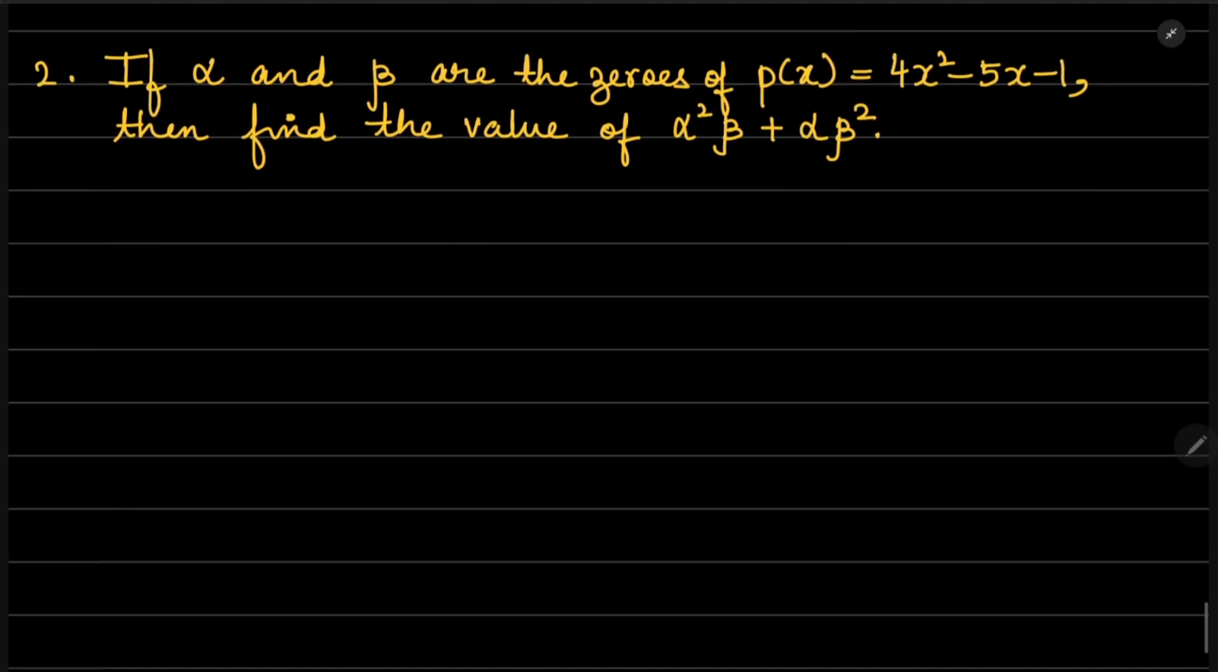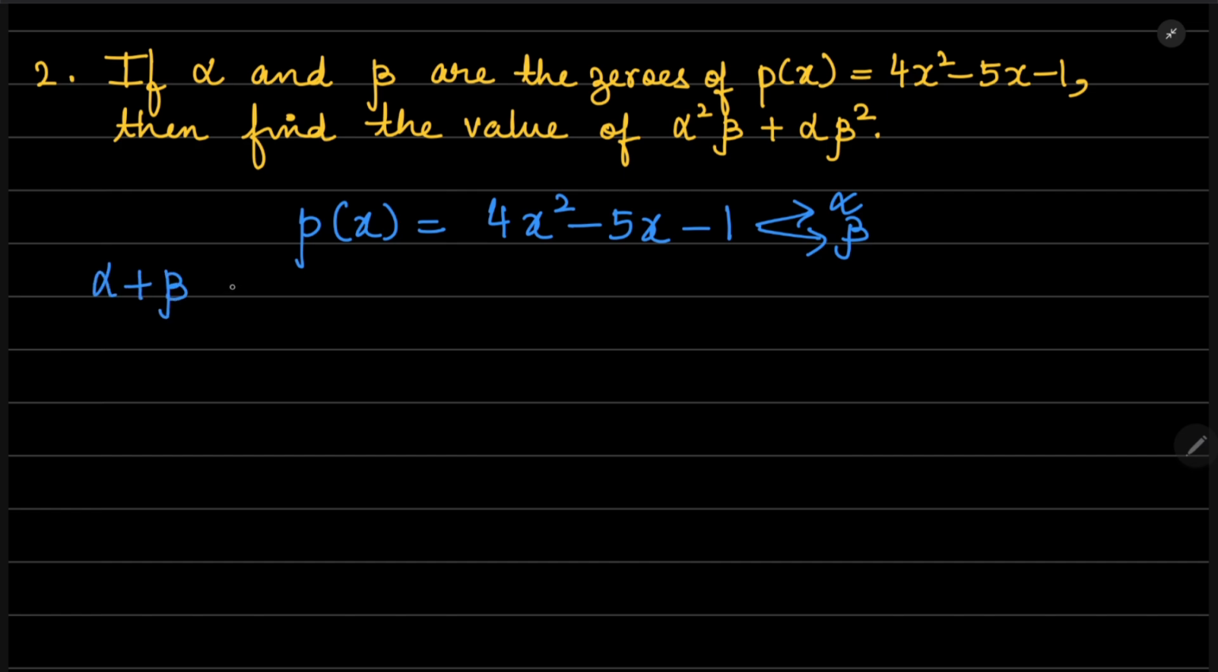So the next question is, if alpha and beta are the zeros of p of x, which is given 4x square minus 5x minus 1, find the value of alpha square beta plus alpha beta square. The first thing to do is write your p of x polynomial, quadratic polynomial 4x square minus 5x minus 1. So you are given alpha and beta are the zeros. The first thing to do is calculate the sum of the zeros. Minus b by a is the formula. So minus of minus b is minus, your b is nothing but minus 5, by a is 4. So 5 by 4 is your sum of the zeros.